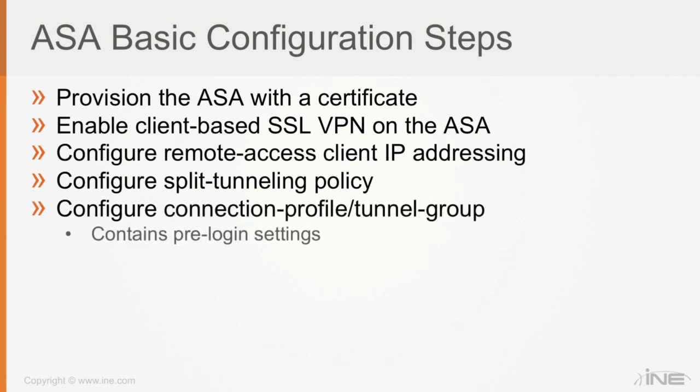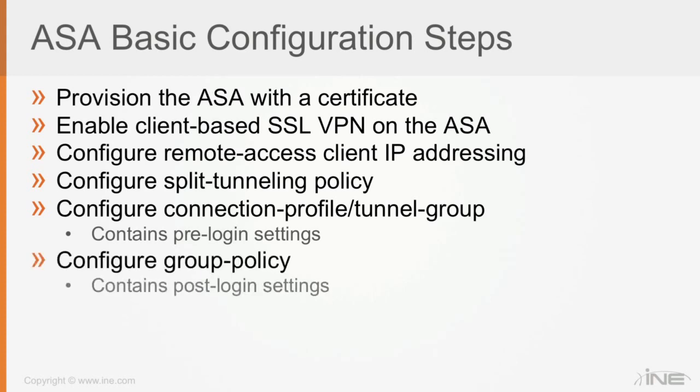Then we have to configure on the ASA what I call the connection profile, or tunnel group, which we're going to speak about in a couple of minutes. The connection profile, as the name states, is the profile of connection. How do the users connect? So the connection profile is a container which controls the pre-login settings of the SSL or TLS session. And then configure the group policy, which is going to contain the post-login settings, which means once the tunnel is up, what traffic can the user send to the tunnel? What is your authorization, for example?